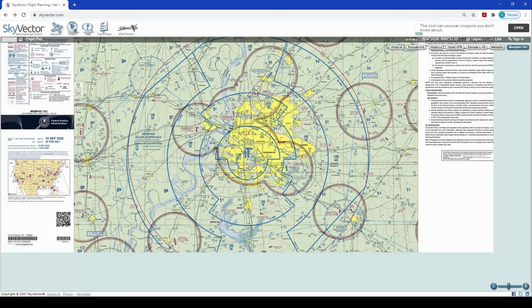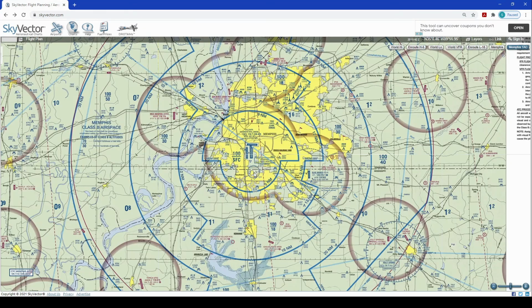And I can zoom in and out. And there are some sectional chart programs where if you zoom in a certain amount, it will automatically take you to a terminal area chart if one is available. But you actually have to switch to the chart here on Skyvector.